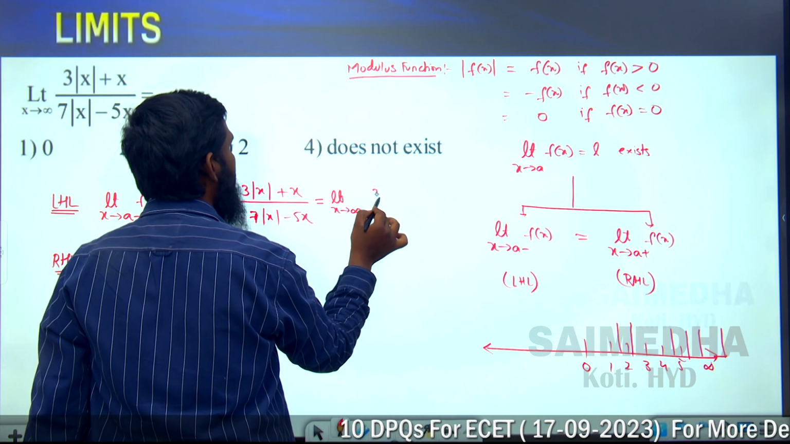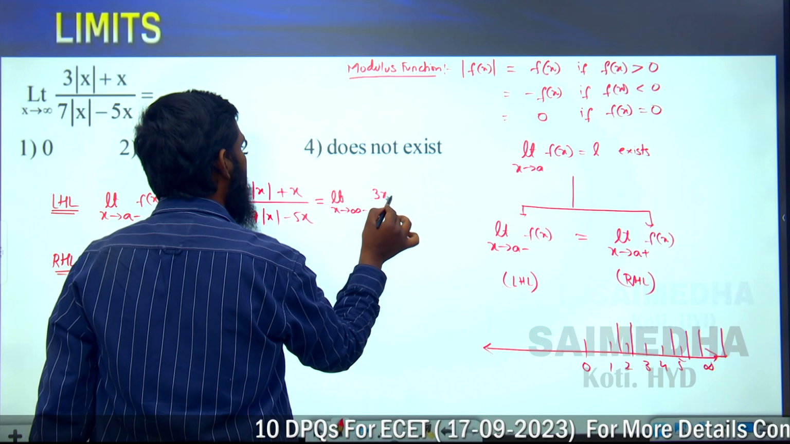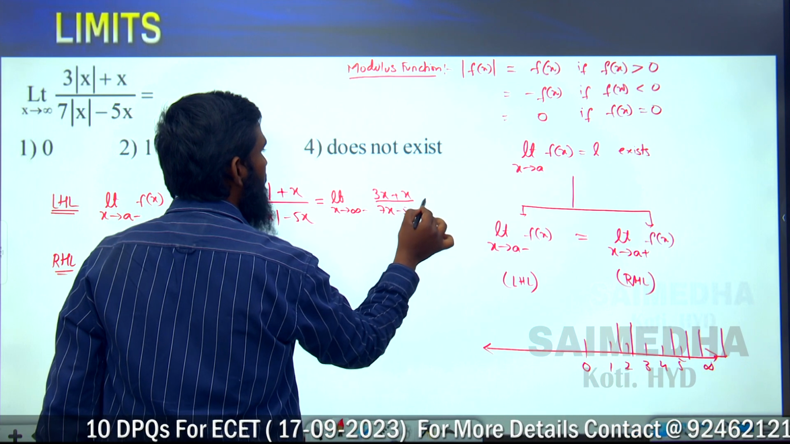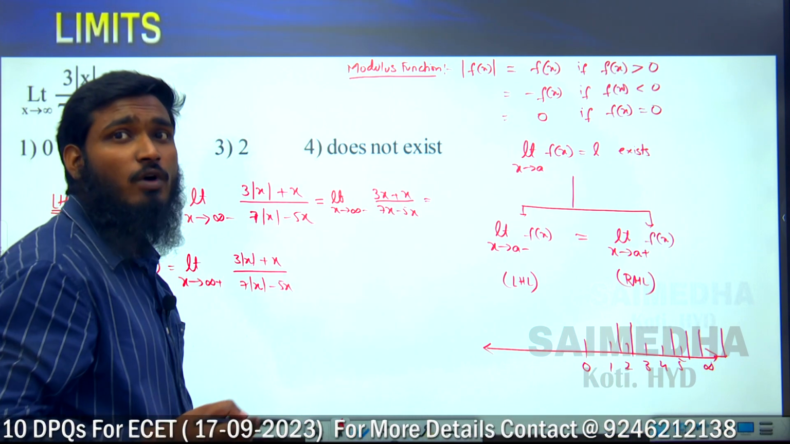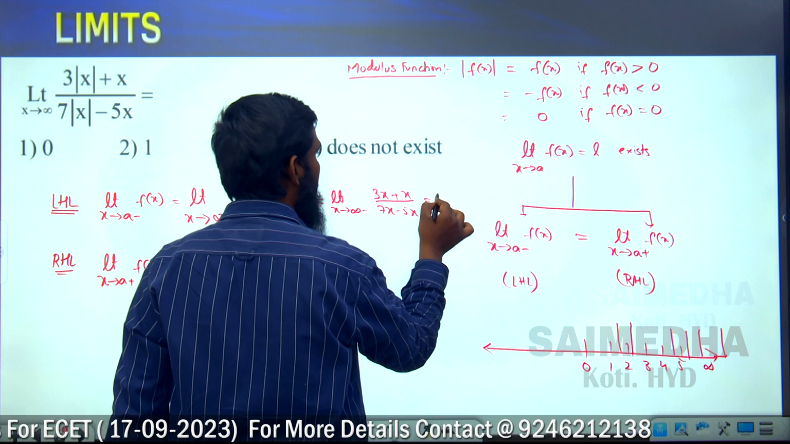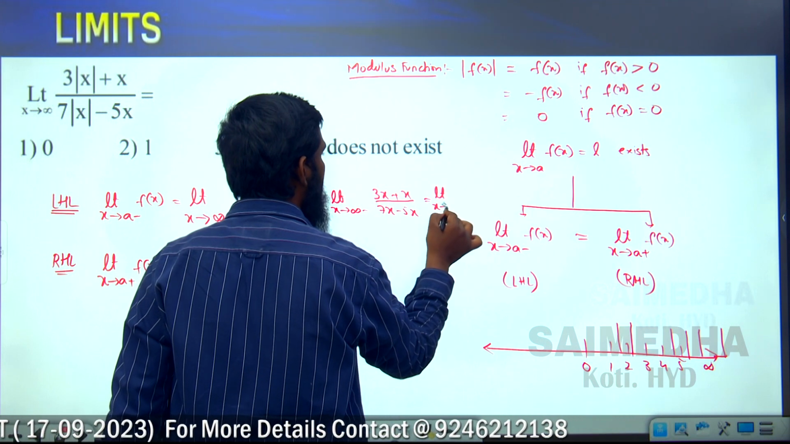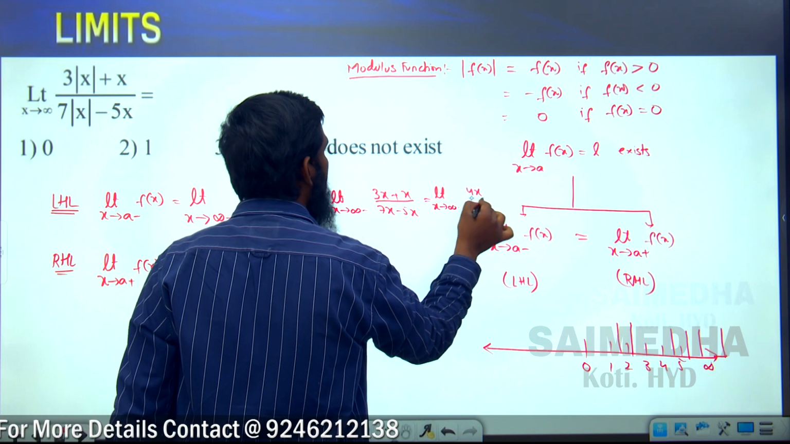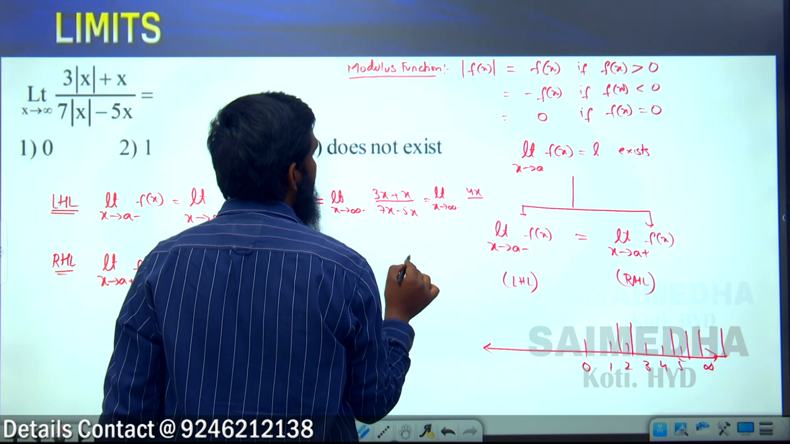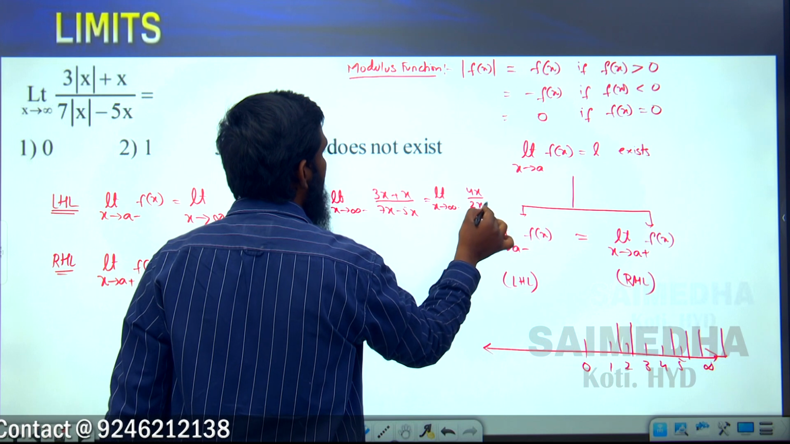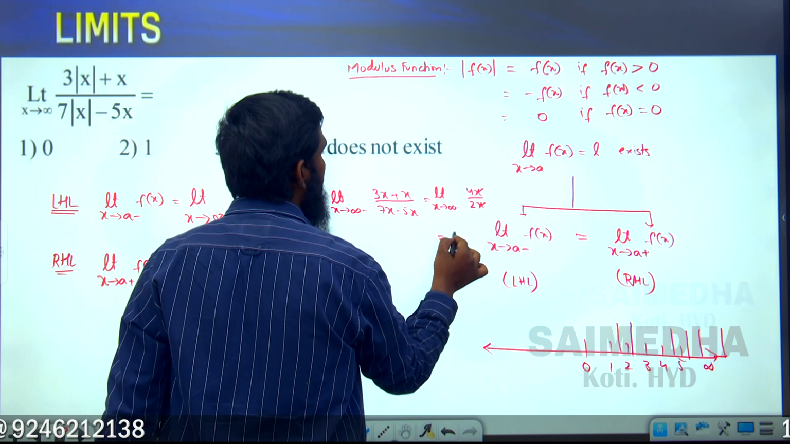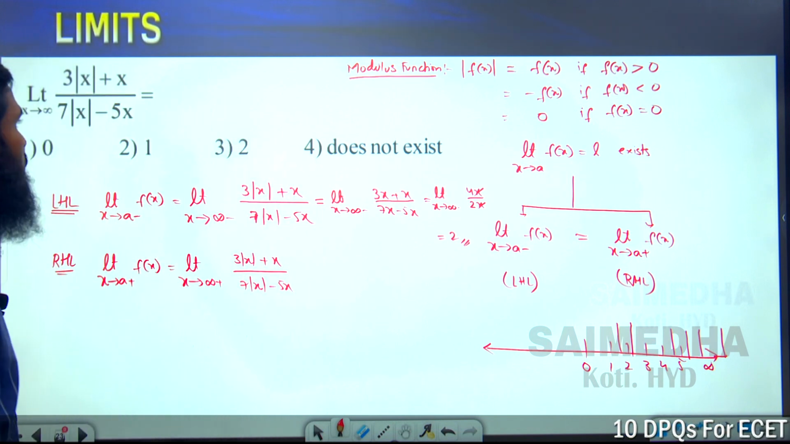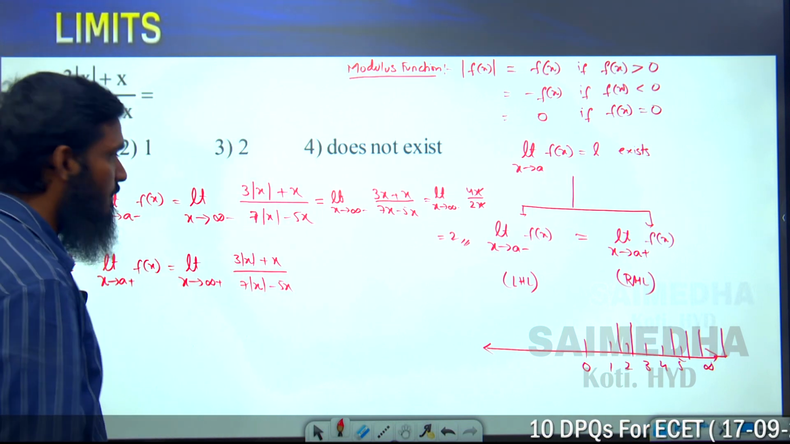So we are writing this part as limit x tends to infinity minus, 3x plus x divided by 7x minus 5x. Which is equal to, 3x plus x means 4x, divided by 7x minus 5x, which means 2x. x gets cancelled. 2 1s are 2, 2 2s are 4, so the LHL value we are getting is 2. LHL value is equal to 2.